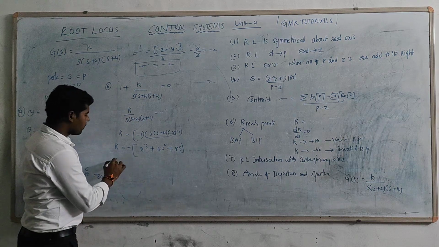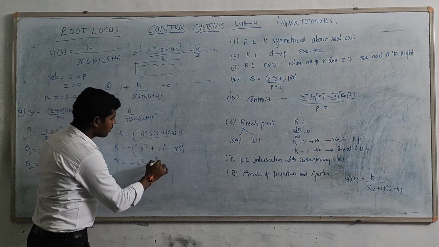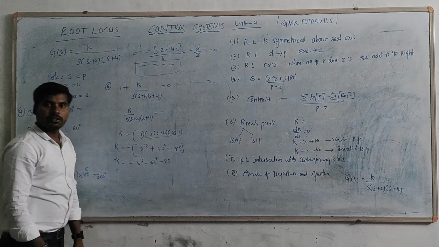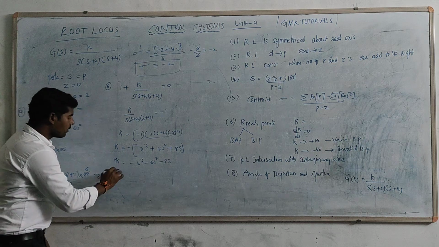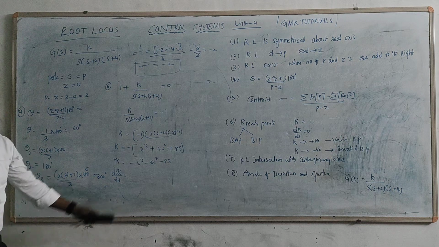All constants may be equal to -1, because the sign may be negative: minus s cubed minus 6s square minus 8s. After that we differentiate K with respect to s. Sir, why do we differentiate the corresponding equation?